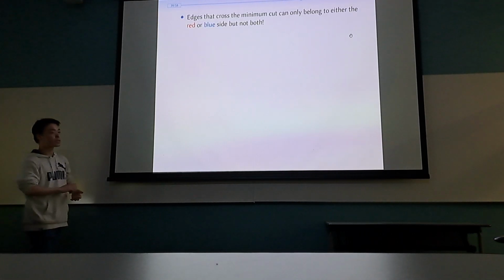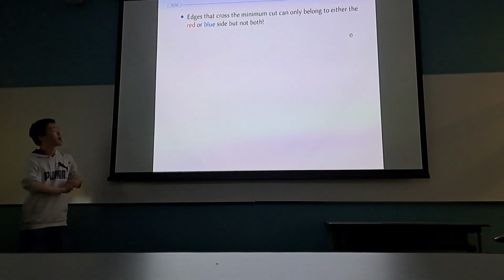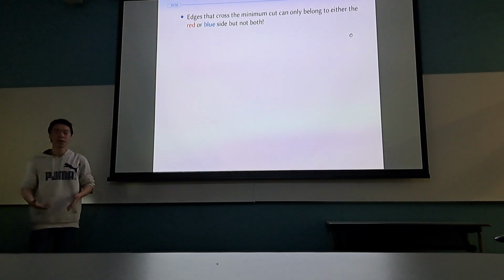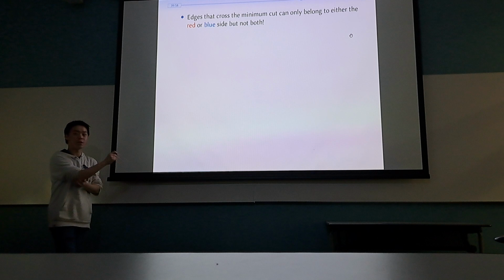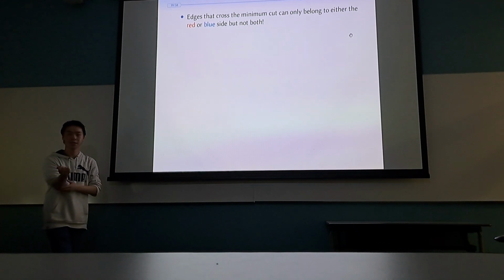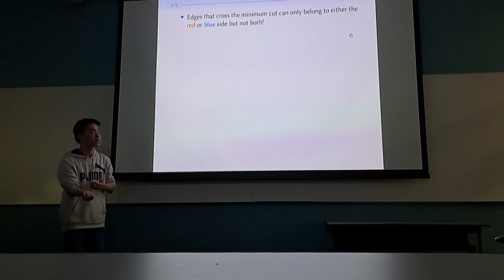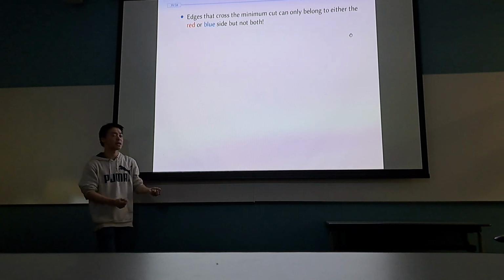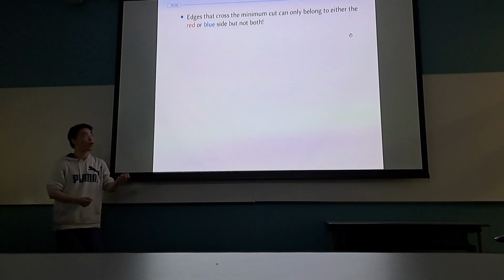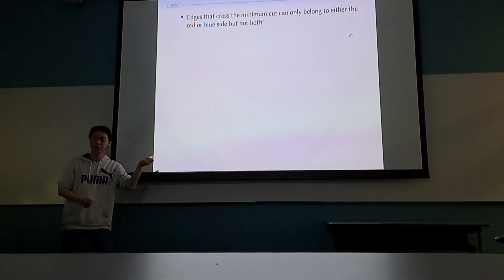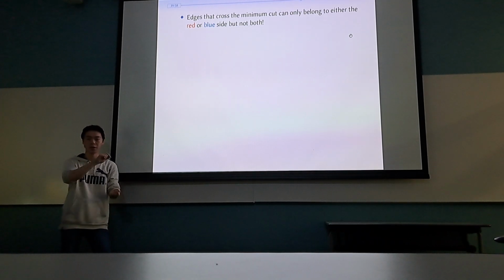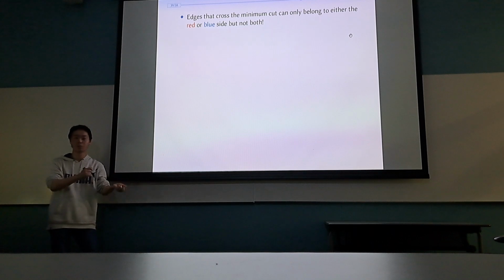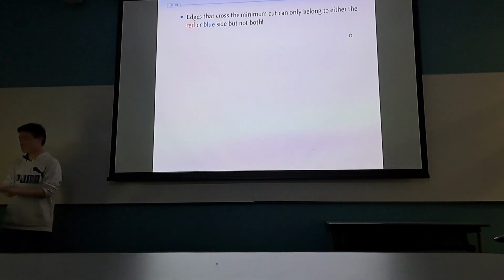Okay, so some notes about this construction. Edges that cross the minimum cut can't come from edges that start from a red vertex and end at a blue vertex, because each of those has infinite capacity. So any of the edges that cross my minimum cut can only occur on the red side or the blue side, but they can't cross from red to blue.